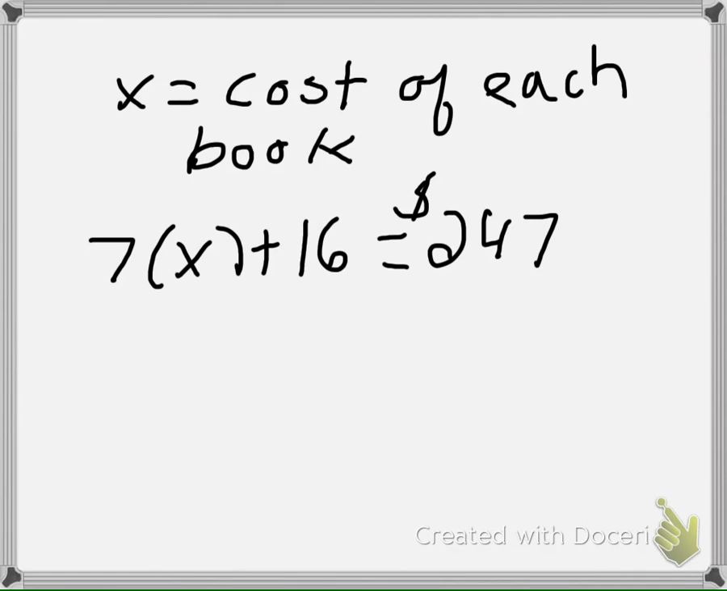So, because the last sentence said, how much did each book cost, I know that x represents the cost of each book. Okay, so I know that she had 7 of them, so 7 times the cost of each of those books, plus 16, that's the leftover money she had, is equal to 247, the amount she started with. Turn the video off, solve this, and then turn the video back on to check.